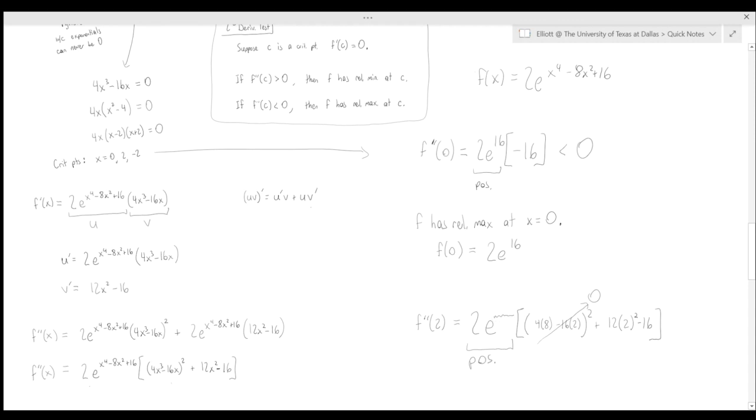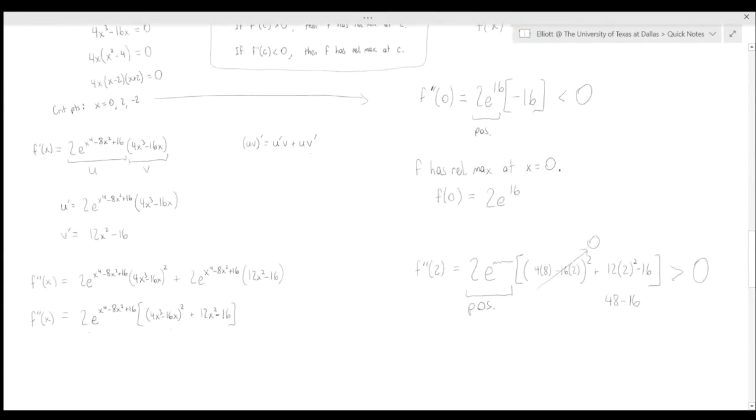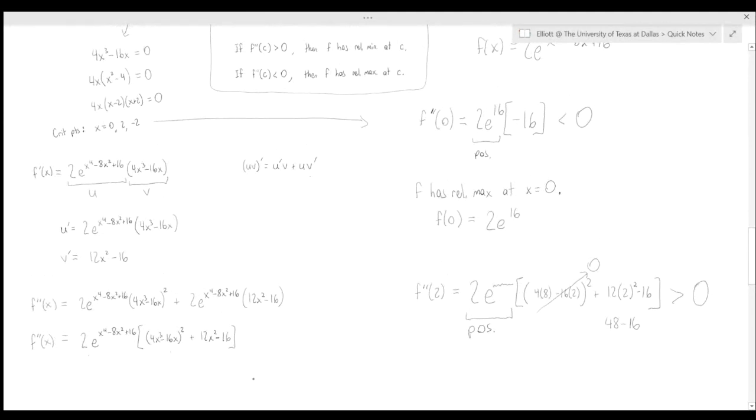You don't need to compute it. What we have remaining in the brackets is going to be 12 times 4. So it's 48 minus 16. So altogether, it's going to be positive inside the brackets. Okay, so then multiplying two positives will give you a positive answer in the end. So therefore, according to the second derivative test, since the second derivative is positive, your function has a relative minimum. So we'll say f has a relative minimum at x equals 2.